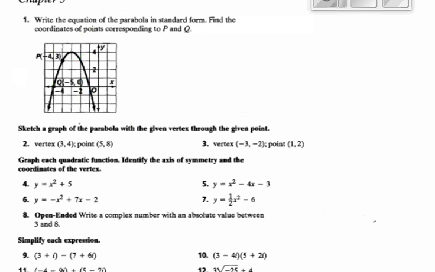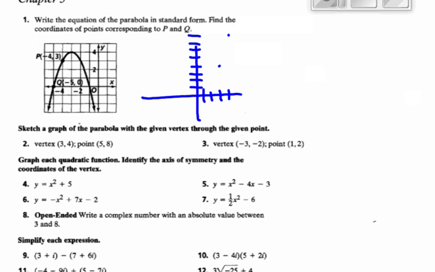Sketch the graph of the parabola. Okay, so I'm sketching that. 3, 4 is my vertex. Counting over: 1, 2, 3, 1, 2, 3, 4, 3, 4, and I have 5, 8. 4, 5, 6, 7, 8. So 5, 8.